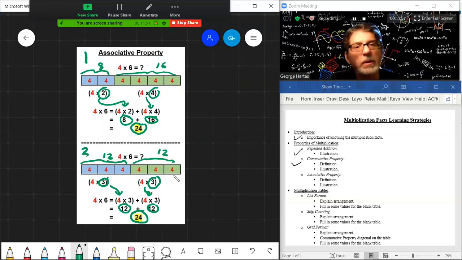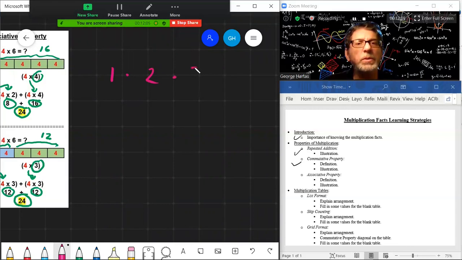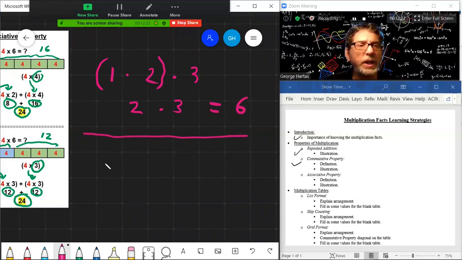Okay, so actually, let me just do a quick side problem here and show you. So let's do this. 1 times 2 times 3. And let's say I want to group it this way. So here we have 1 times 2 is 2. Bring down your 3. 2 times 3 is 6. All right, well, let's try the same thing, but grouping it differently.